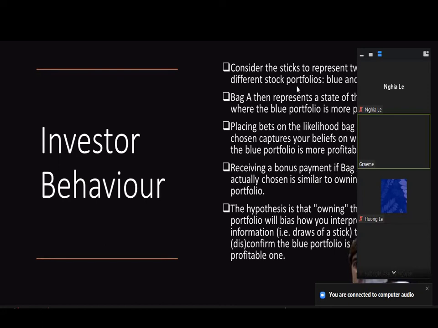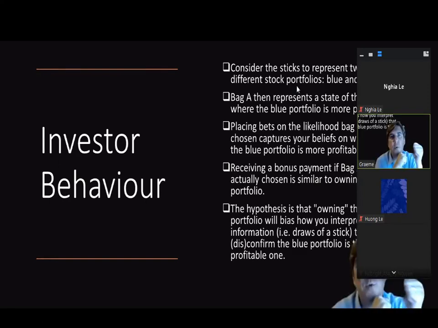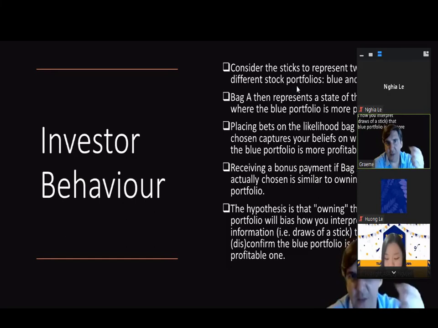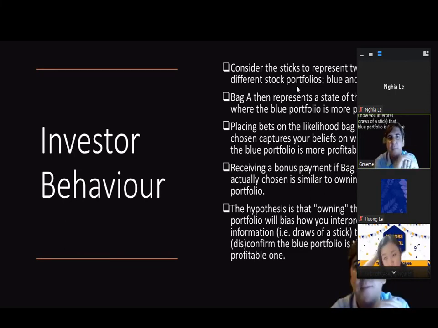Of these two stock portfolios, bag A would represent the state of the world where the blue stock portfolio is more attractive, while bag B will represent the state of the world where the white portfolio is more attractive. What we're trying to do here is get you to think about which investment you should be making based on information that comes out here. So placing bets on the likelihood of bag A being chosen captures your belief on whether the blue portfolio is the more profitable one. Now the manipulation, and this is what makes two different types of investors, is whether you were receiving a bonus for bag A or not.